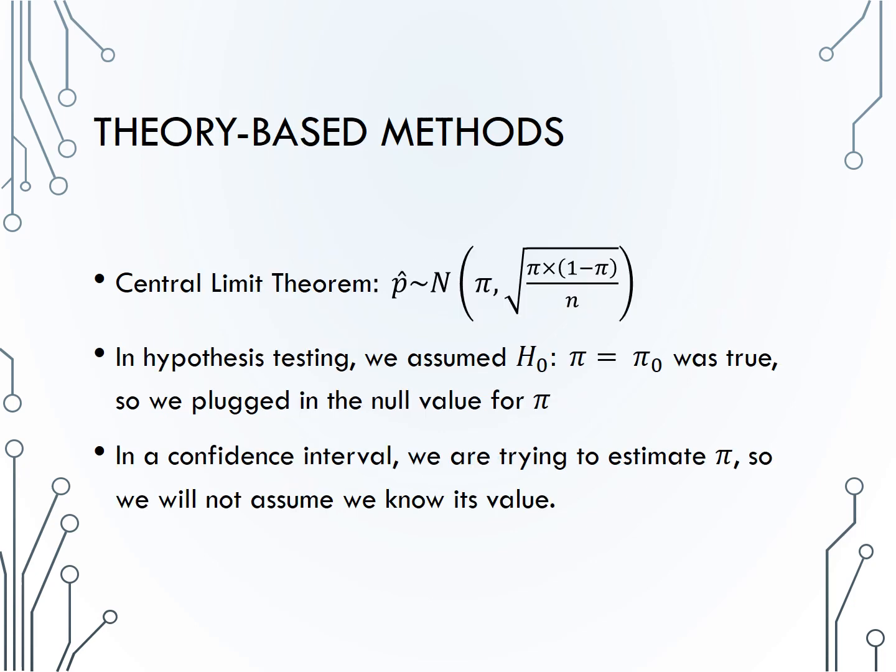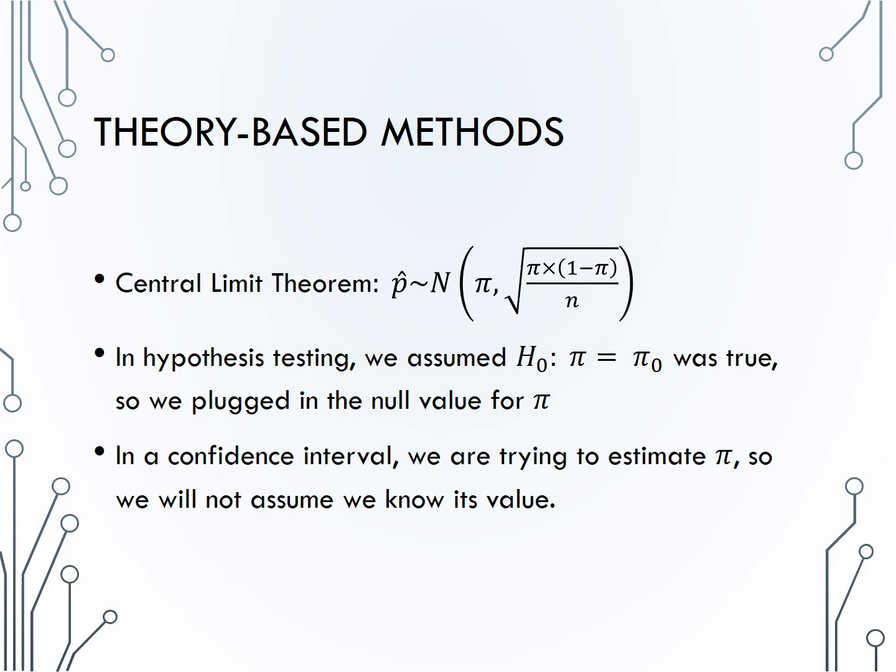In that case, we would have to use the theory-based methods. Remember, the theory of the theory-based methods is the central limit theorem. For proportions, that says that the sample proportions will be distributed normally, centered at the true parameter value, pi, with standard deviation root pi times 1 minus pi over n. In a hypothesis test, we assumed we knew pi, or that the null hypothesis pi equal to pi naught was true. So we just plugged in that null value for pi in our standard deviation formula, and we're able to calculate our standardized statistic.